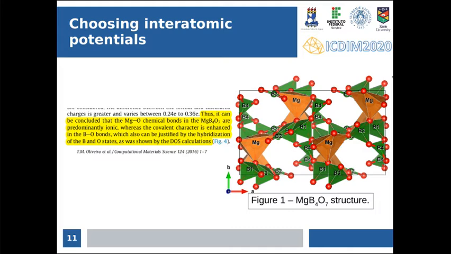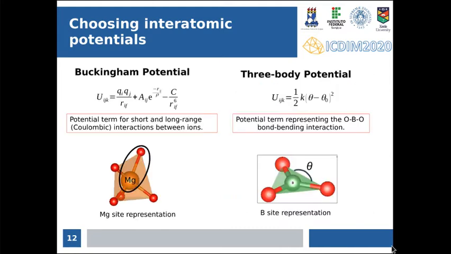Here you can see this paper that shows magnesium-oxygen bonds are very ionic, while the boron-oxygen bonds present some level of covalent character. And then we chose the Buckingham potential. It's a very typical potential for ionic bonds to describe magnesium and oxygen atoms, and we add three-body potentials for boron-oxygen interactions.